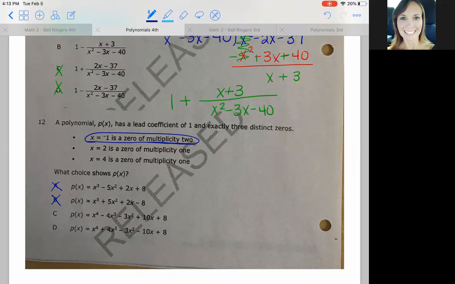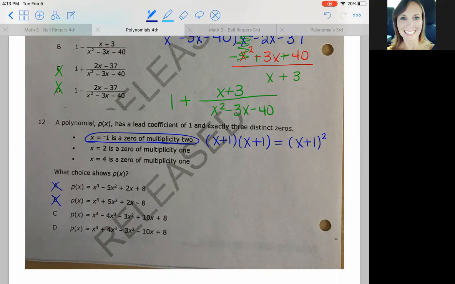So if I write this in factored form, my first one with the -1 is x plus 1, but it has a multiplicity of 2. So you can write it as x plus 1 times x plus 1, or you can write that as x plus 1 squared. It doesn't matter, but it's one or the other.